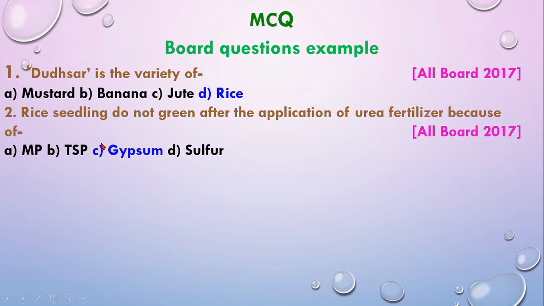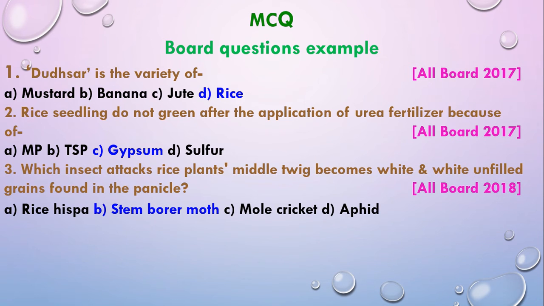Next question, there is another example of board question which is from All Board 2017. Question is: rice seedlings do not turn green after the application of urea fertilizer because of MP, TSP, gypsum, sulfur. The answer will be sulfur. Next question from 2018. Question is: which insect attacks the rice plants? The middle twig becomes white and white unfilled grains are found in the panicle, and the answer will be stem borer moth.